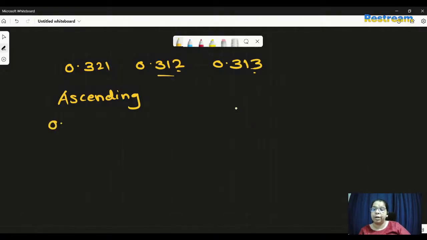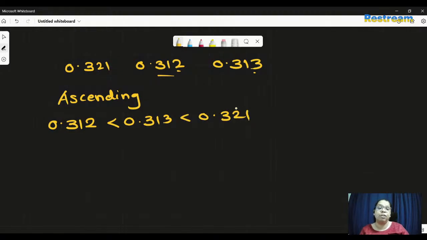So we'll write 0.312. Then this one is 0.313 and this one is 0.321. So we have to compare each and every number. It is same like comparing 321, 312 and 313, just that in decimals. Okay.